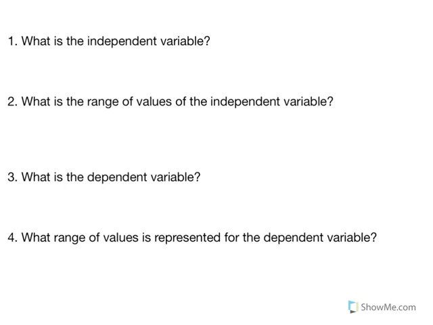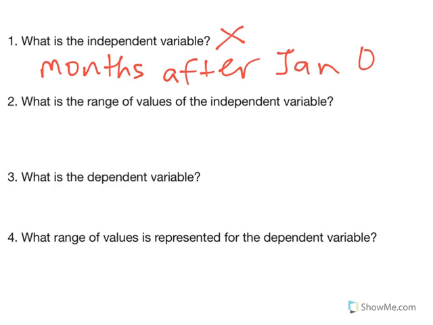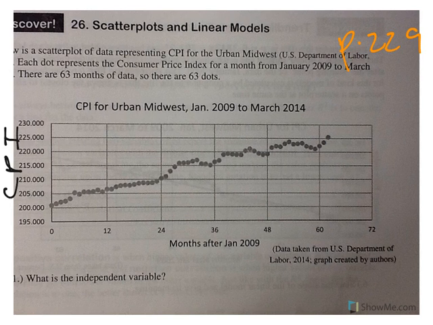Well, remember the independent variable is always the x. So if you look at the horizontal axis, you see that that is represented by the months after January 2009. Now, hopefully, you notice, since this is the month after 09, this right here represents January of 09. 12 months later would be January of 10, then January of 11, right? Because for every 12 months we have a year.